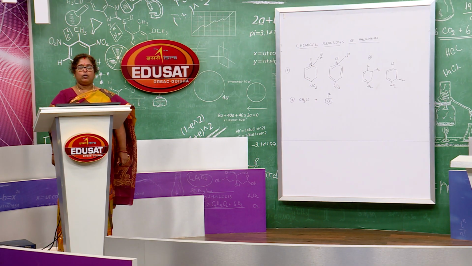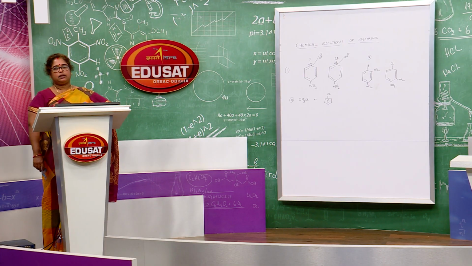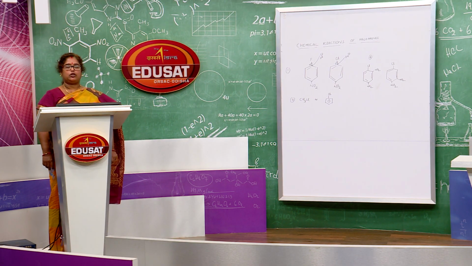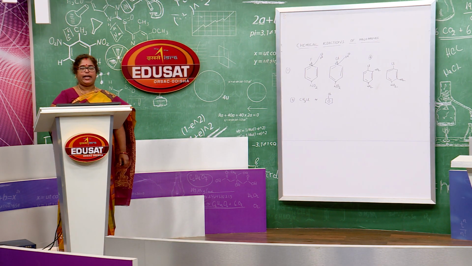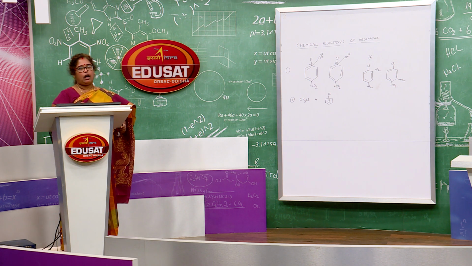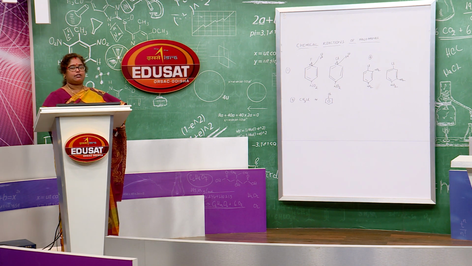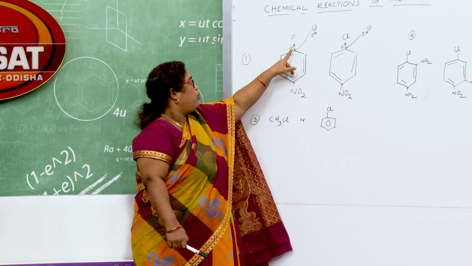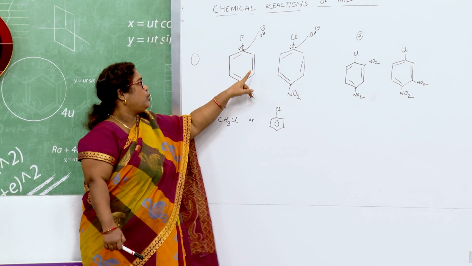So, students, we had discussed the conditions under which the nucleophilic substitution reaction takes place. We have taken a few examples to enhance our knowledge and to test how much you have gained from all these discussions. So, please see the question. The first question: which of the following shows more reactivity towards the SN reaction? I have given you two compounds. In one, the chlorine atom is here: 1, 2, 3, 4.